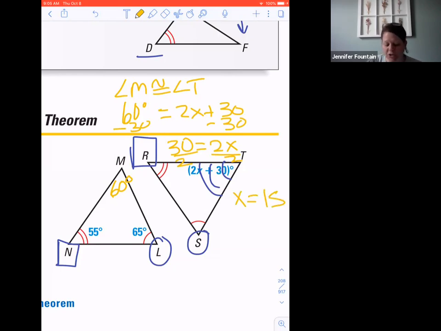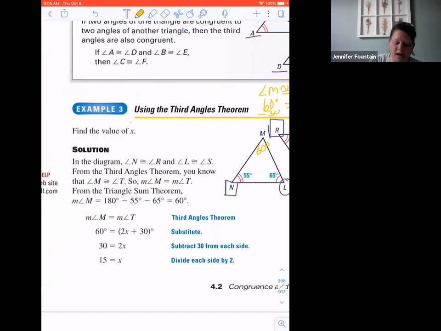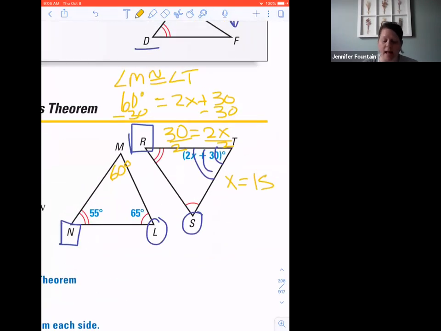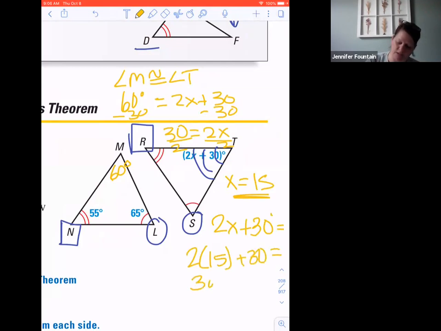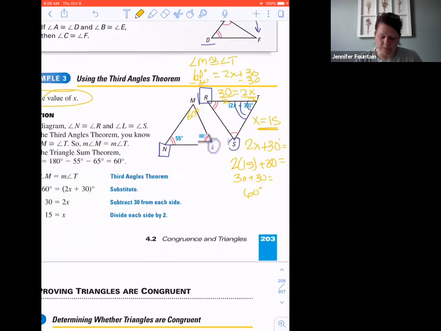Now, my question only said to solve for the value of x. If it said to find the measure, then remember I could just plug x in to 2x plus 30. So I could say 2 times 15 plus 30 equals 30 plus 30, which equals 60 degrees. Okay, so I can always plug in what I found for x to check my answer, or if it said to give the measurement.